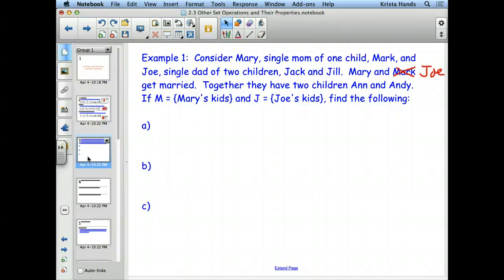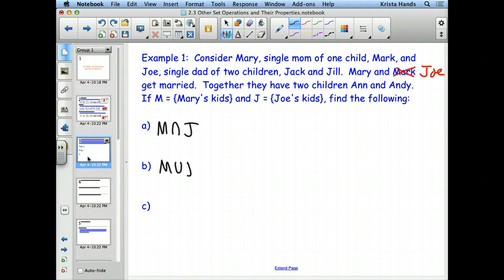Okay. So what are we going to find? Well, first we're going to find the intersection. Then we're going to find the union, and then we're going to find the relative difference, or the relative complement. Okay, so to start with, M intersect J, Mary intersect Joe. Who is in Mary intersect Joe?